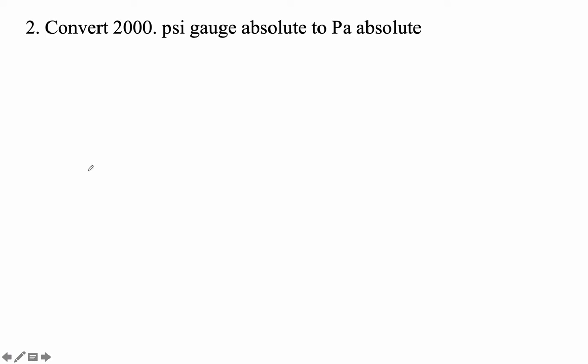Convert 2,000 psi gauge to absolute pressure in pascals. So the absolute pressure is the gauge pressure plus 1 atmosphere. Don't add just one, add 1 atmosphere. So in this case, it's 2,000 psi, and then because we're in psi, an atmosphere is 14.7.